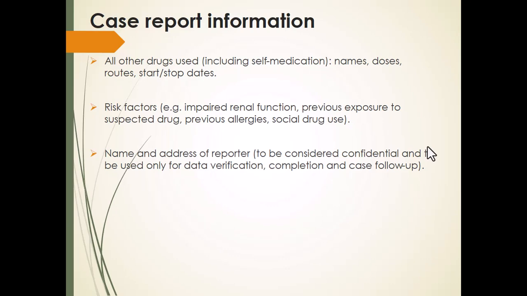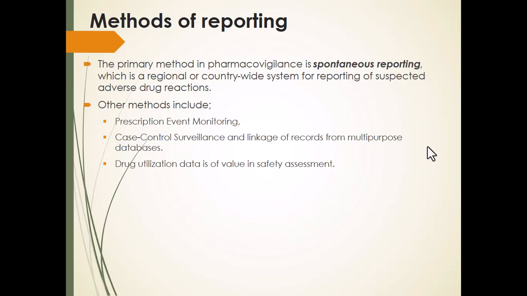All other drugs used, you need to give the names, the doses, and the routes of administration. What were the risk factors? For example, impaired renal function, previous exposure to suspected drug, and then previous allergies, and social drug use. You also need to give the name and address of the person reporting this, okay? It helps them to follow up and also help this person to manage the ailments that have come as a result of adverse drug events or adverse drug reaction.